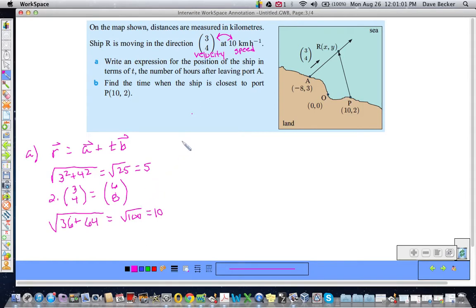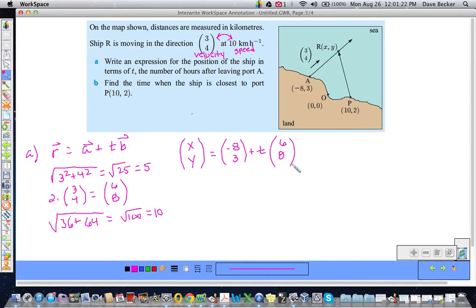So our nice little equation is going to be (x, y), and you could leave it as r if you want. The boat starts from the point -8, 3 plus t multiplied by our velocity vector, which is 6, 8.